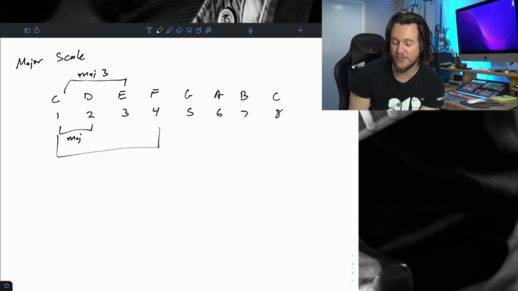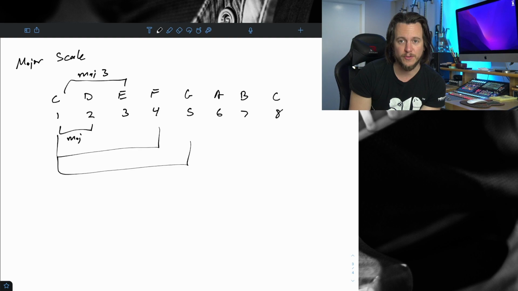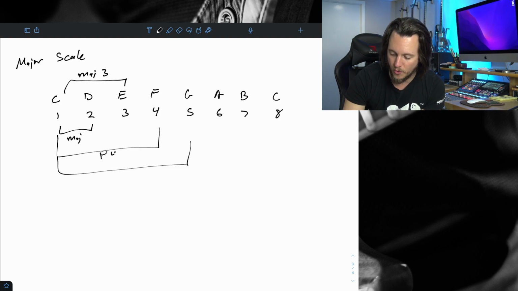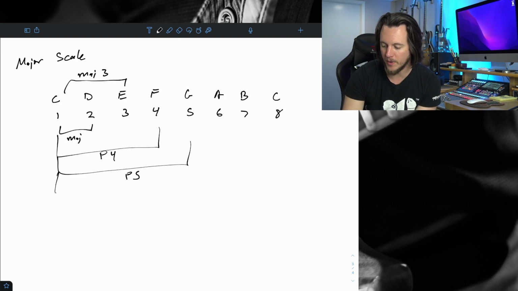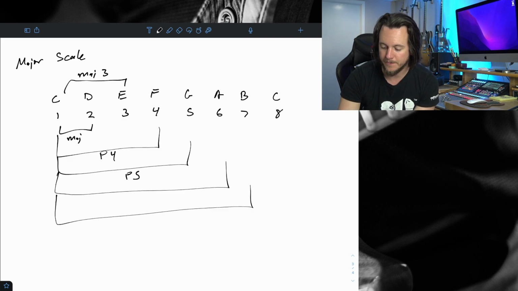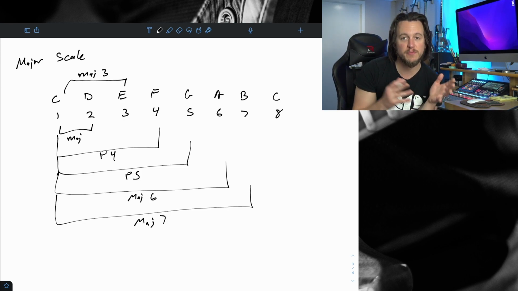Now, fourths and fifths are a little bit unique. I'm going to scoot on down here. The fourth and fifth intervals in the major scale are called perfect. So P4 and then P5. And I'm going to keep working my way down. Sixths and sevenths, again, major sixth and then major seventh. So major scales have major intervals and a perfect fourth and a perfect fifth.